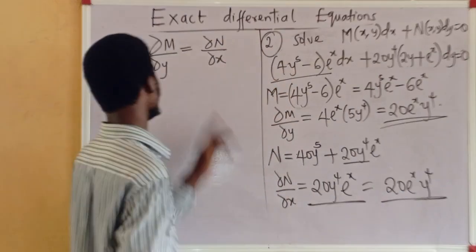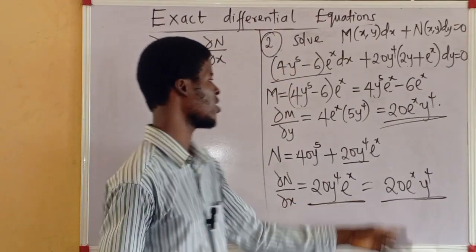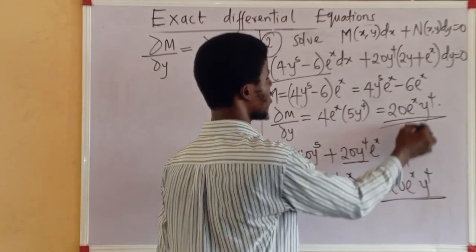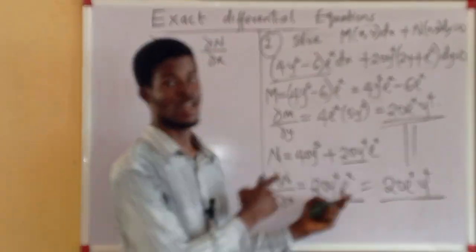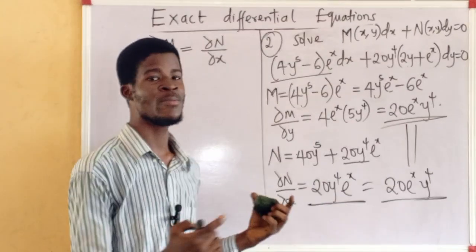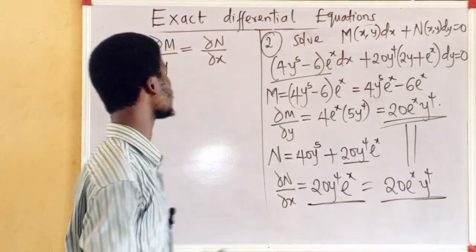So partial M, partial y is equal to partial N, partial x here. They are the same. So it means that the differential equation is exact. So let's now go ahead to determine the general solution.